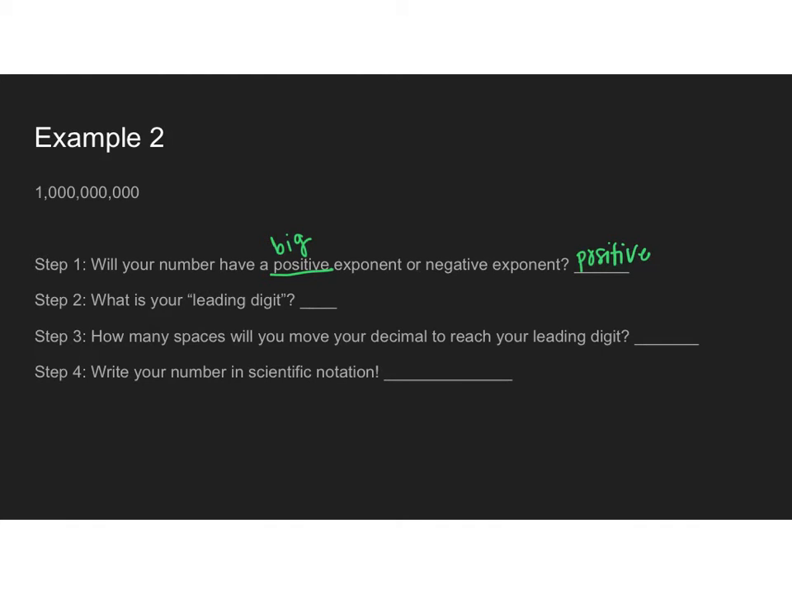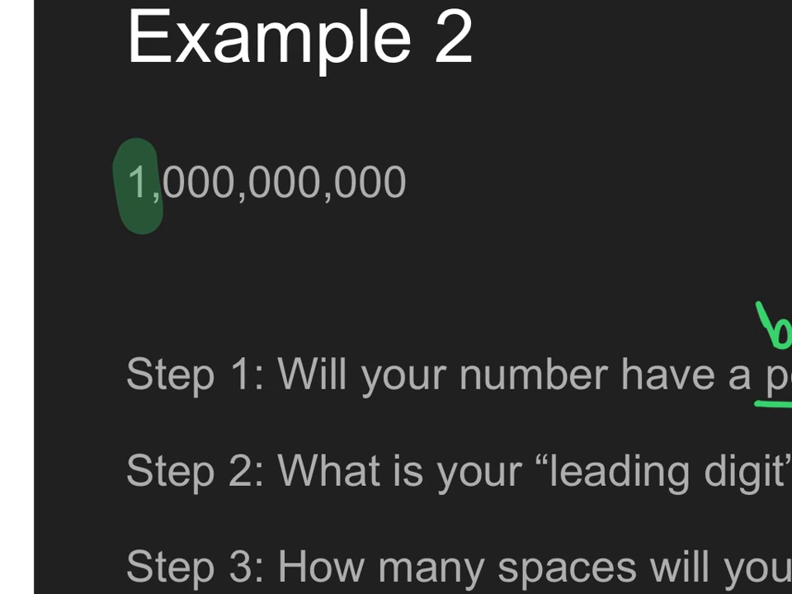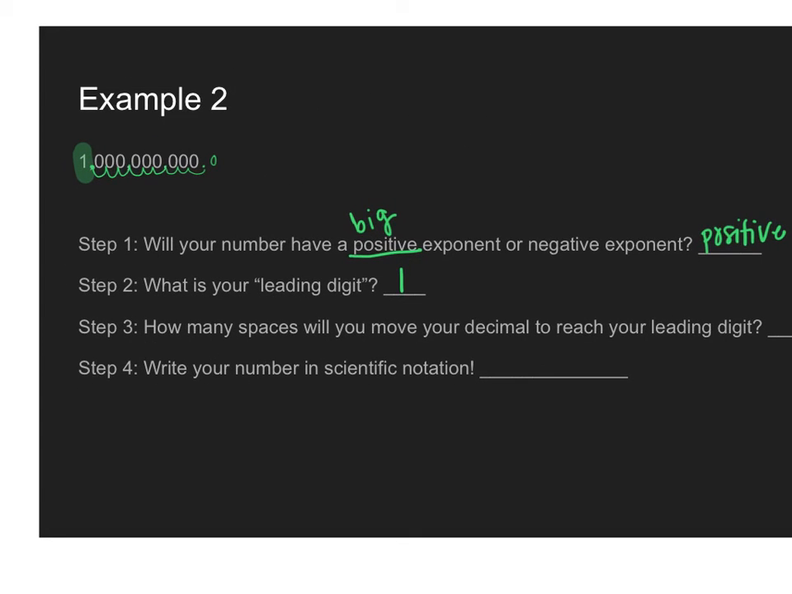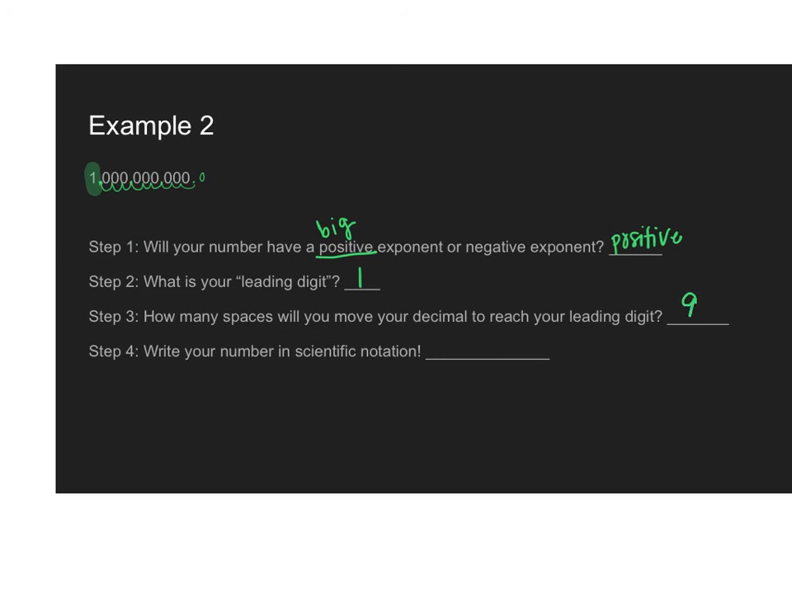We'll be moving our decimal to the left. What is our leading digit? The leading digit on this number, the first number that I'm trying to move this to, is a 1. How many spaces will I move my decimal to reach that leading digit? Well, the decimal point is right at the end right now. I'm going to need to move this 1, 2, 3, 4, 5, 6, 7, 8, 9 places. So I'm going to move this 9 spaces to reach my leading digit.